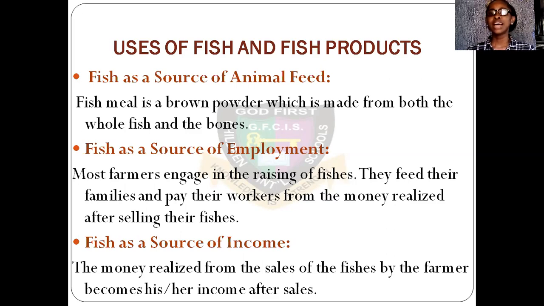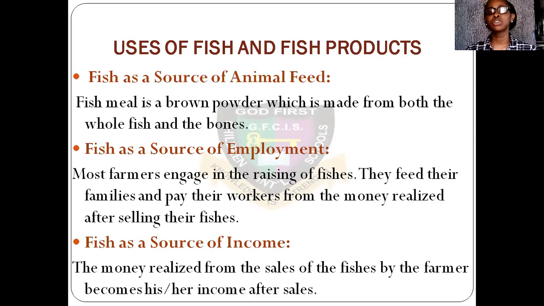We have another one again: fish as a source of employment. It creates employment because farmers cannot engage in the activities of fishing alone, so they employ more hands to assist them. More farmers engage in the raising of fishes. They feed their families and pay their workers from the money realized after selling their fishes. Since they are engaged in a large or commercial form of fishery, they employ more hands to help them out, and this leads to the creation of employment.